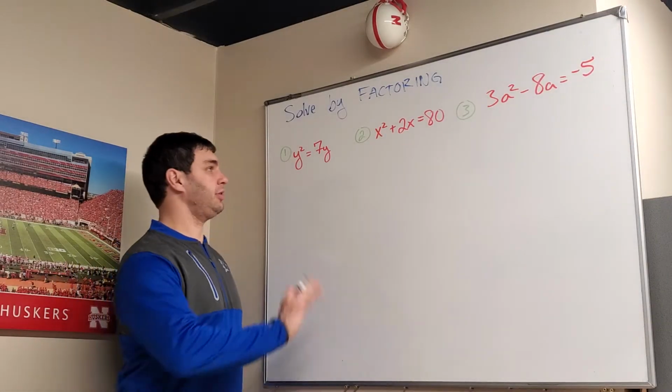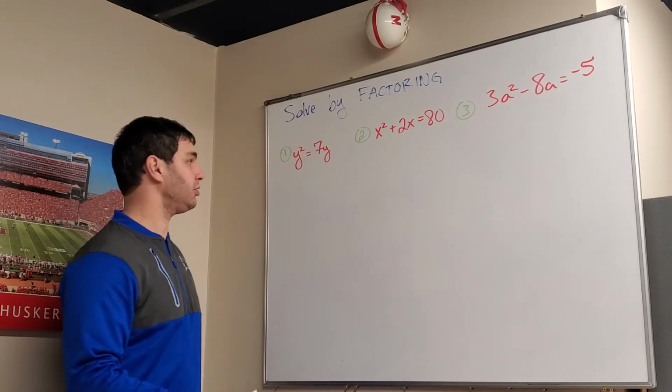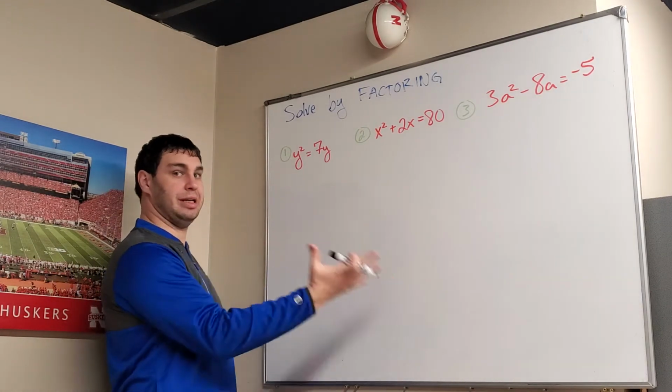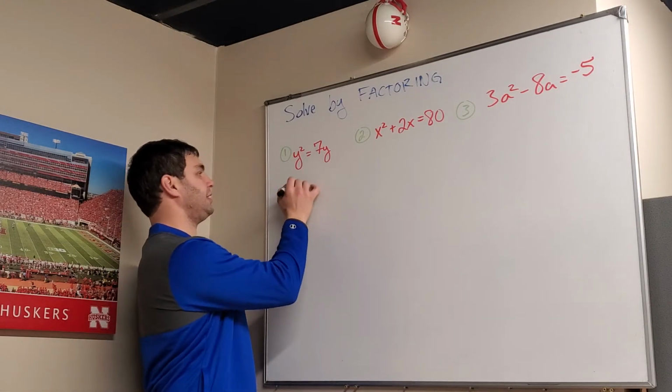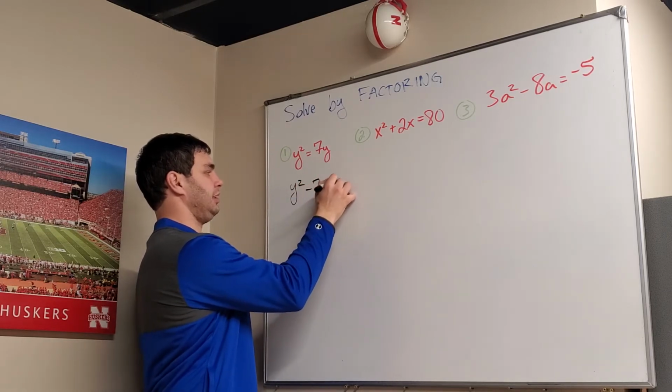All right, guys, got three factoring problems here. Each one gets slightly more difficult as we go, so let's try it. First one says y squared equals 7y. First off, we want everything on the left side and set it equal to 0, so I'm just going to subtract 7y over, giving us y squared minus 7y equals 0.